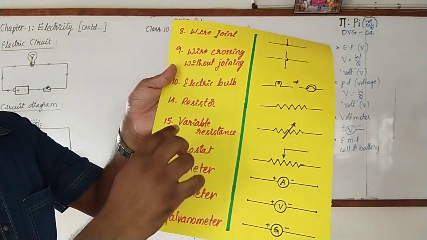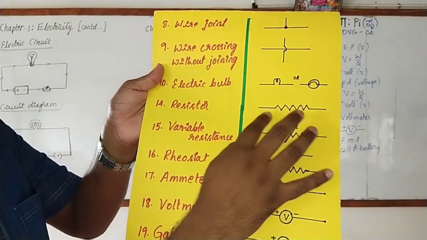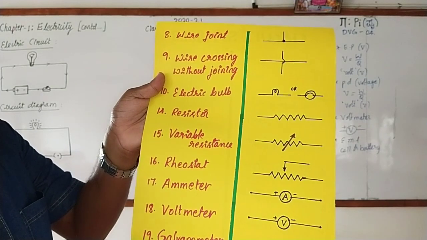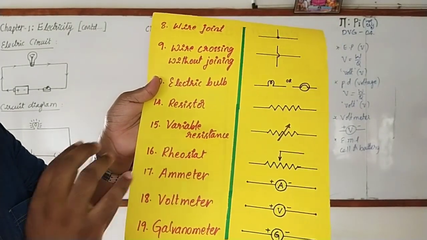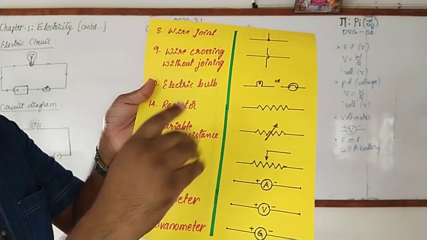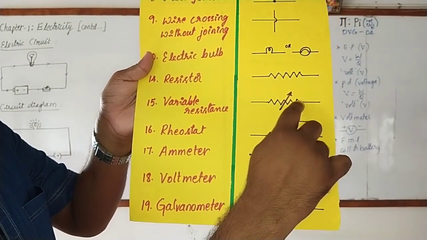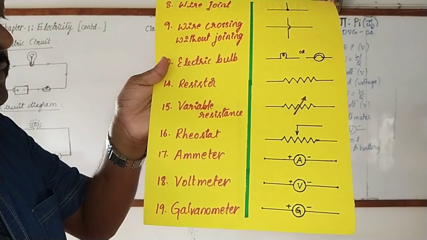Then resistor, which will be discussed in the later part, is just zigzag lines. And variable resistance, that is obstruction. If it is changing, it can be represented like this: a zigzag line with an arrow mark over it.